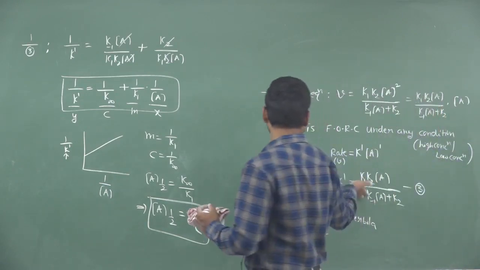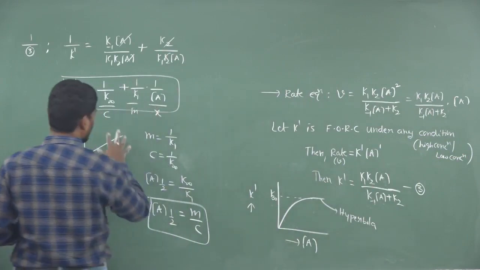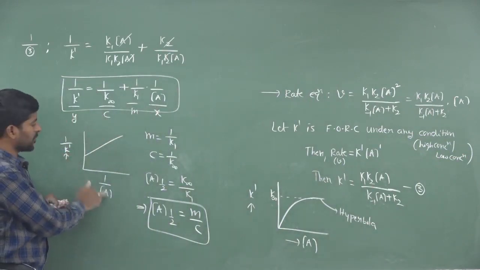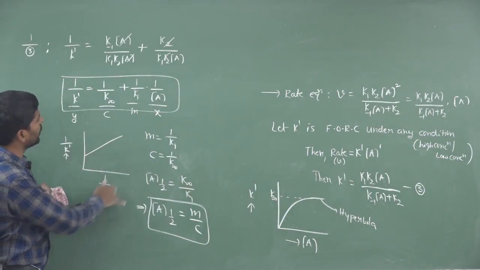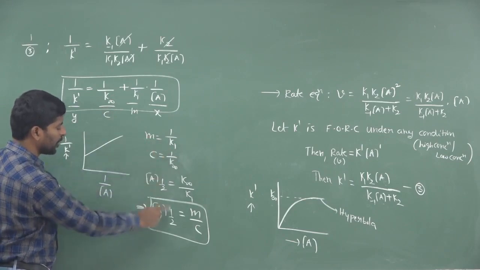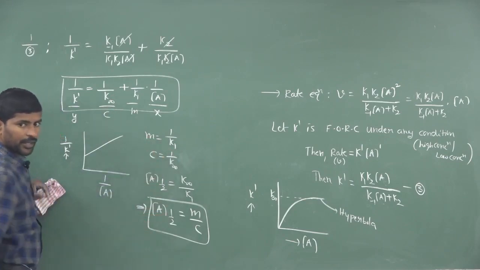So k1 k2 by k minus 1, that is nothing but what we consider as k infinity. Okay, and we took the inverse of this equation. Now we got a linear relationship between first order rate constant and concentration of reactant. This is the linear relationship we have. From that, slope is 1 by k1, intercept 1 by k infinity. From this slope and intercept also we can calculate A of.